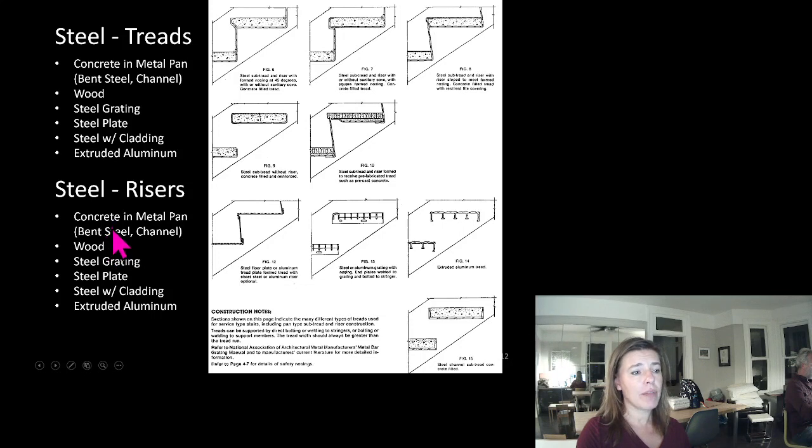Risers, if you have them, will often match the entirety of it or the substrate. So unless you're doing a cast in place stair, you wouldn't have your riser be concrete. So if you do have a metal pan, you'd also often have your riser, if you have it, be something that matches, or it might be an open expanded grate style element.